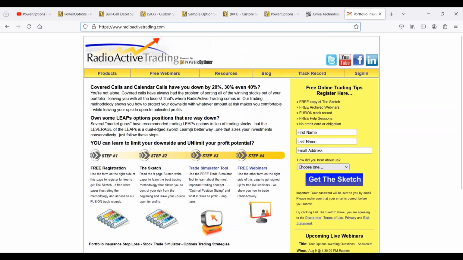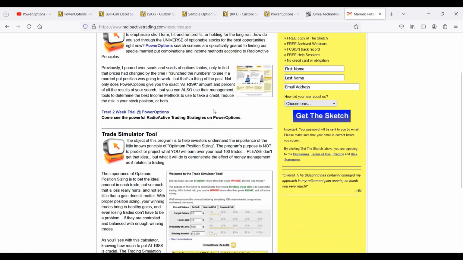Quickly, let's go to radioactivetrading.com. I mentioned this before about the blueprint, the controlled risk, but one of the advantages here, under the resources tab at radioactivetrading.com, is the trade simulator tool.